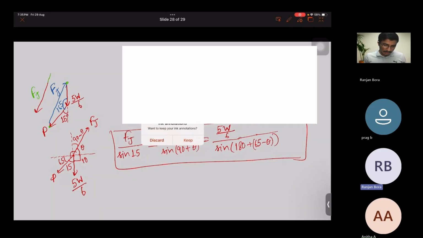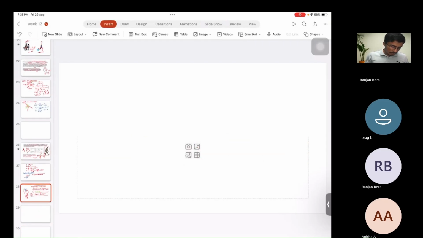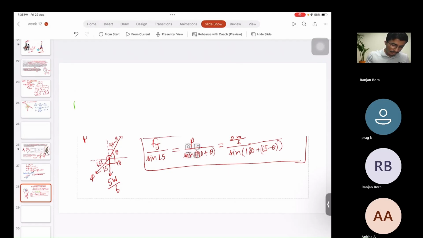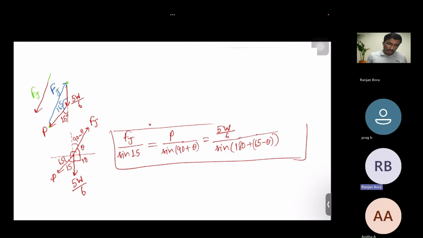I'll add here one more slide. Okay. So if we use this, Fj divided by sine 15 equal to P divided by sine 90 plus theta, it is cos theta. There is one formula from trigonometry: sine 90 plus theta is cos theta. So we can write like this.